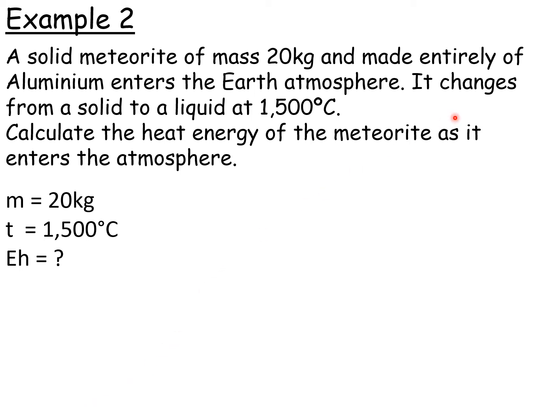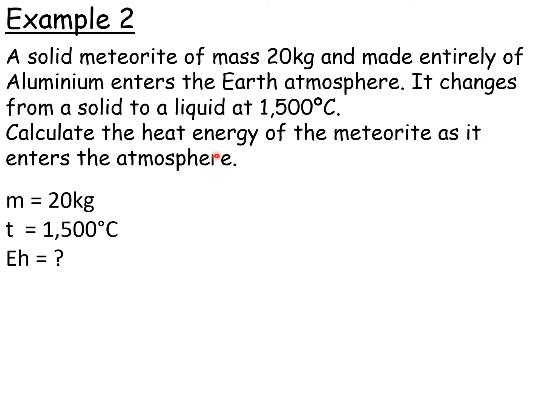And I'm going to focus on this sentence here. It says, it changes from a solid to a liquid at 1500 degrees Celsius. So I would hope it's obvious to you if it's changing from a solid to a liquid, there's a change in state or a change in phase. So that means it must be a latent heat. The second bit of information that's important is that it says at 1500 degrees Celsius. So notice I've only put this as 1500 degrees Celsius. I've not put this as delta T. Delta T means there's a change in temperature. There's no change in temperature here as it stays at 1500 degrees Celsius.